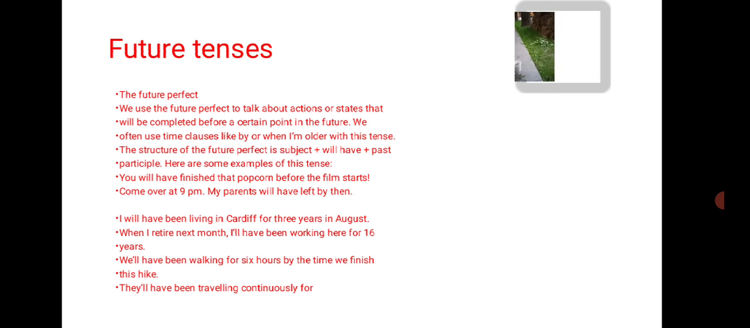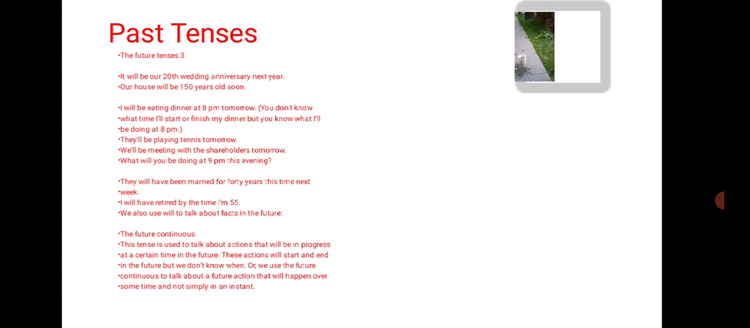There are future tenses such as future simple and future continuous. I will be eating dinner at 8 p.m. tomorrow. You don't know what time I'll start or finish my dinner, but you know what I'll be doing at 8 p.m. I will be eating dinner at 8 p.m. They'll be playing tennis tomorrow. We'll be meeting with the shareholders tomorrow.